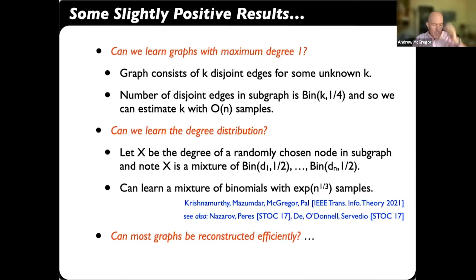So all I've said so far is we can reduce the problem of learning the degrees to learning the parameters of a mixture of binomial distributions, and there's a result that says you can learn the parameters of a mixture of distributions in exponential in n to the third samples. So let me just talk about learning a mixture of distributions. It's very much related to a technique proposed by a couple of authors in the context of trace reconstruction. So I'm just going to recap that here.